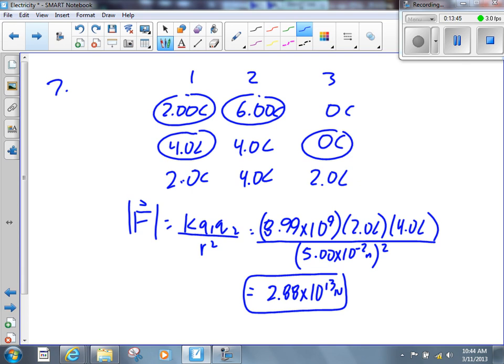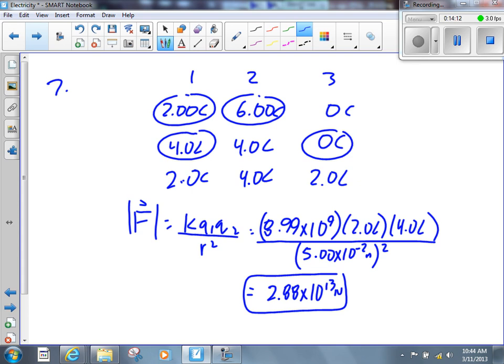Hey, just out of curiosity, we weren't asked to find the acceleration in question number 7, but what if we were? What if I had asked you to find the force and I had asked you to find the acceleration? What would we have done? Make a note of this, okay? Nobody's raising their hands, so I assume that nobody knows the answer to that question.